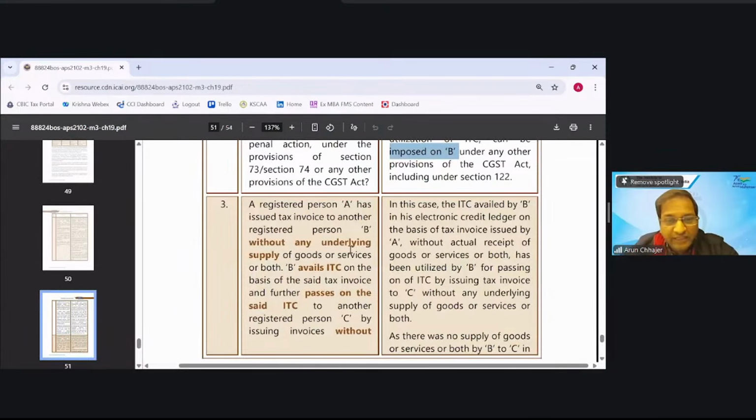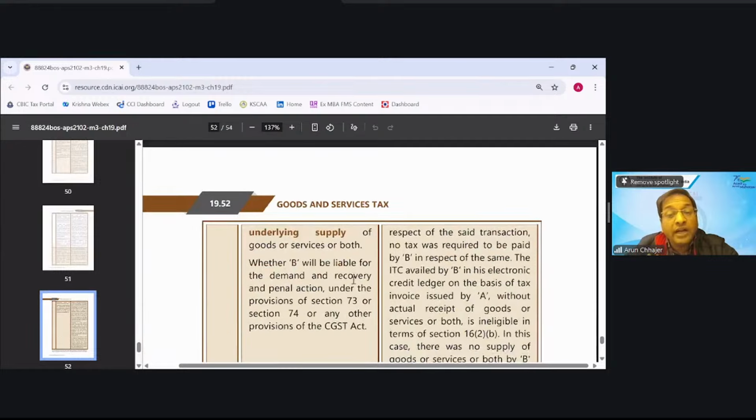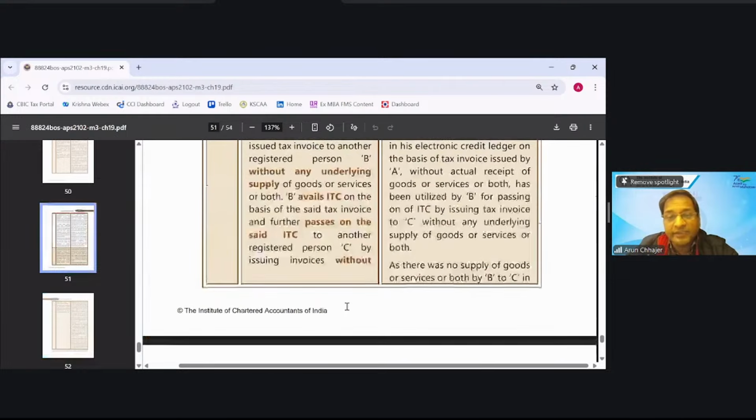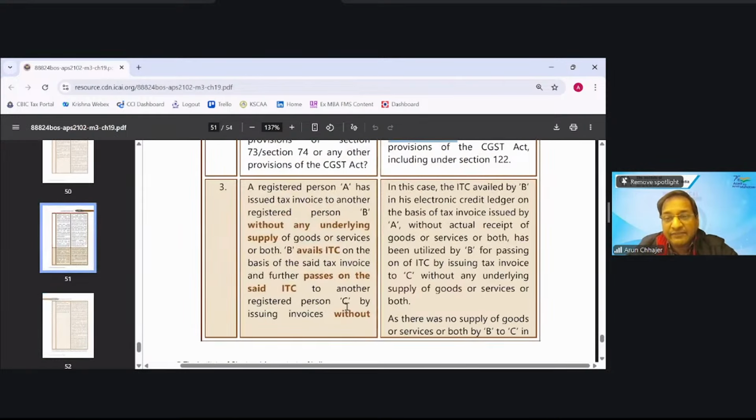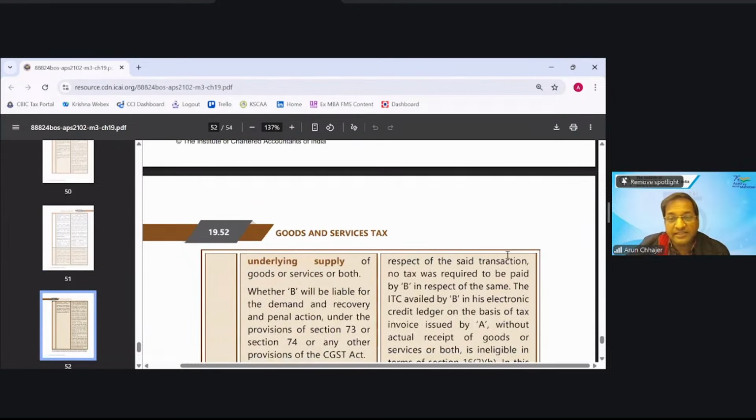A has issued the tax invoice to B without underlying supply and B avails the ITC. वो 2 क्वेश्चन हम कर चुके हैं. Now, on the basis of the tax invoice B further passes the ITC to another registered person C without underlying supply of the goods, whether B would be liable for demand and recovery and penal action under 73, 74 or any other provision of this Act. Now, in this case, ITC availed by B in his electronic credit ledger on the basis of the tax invoice issued by A without receipt, वो हम already discuss कर चुके हैं, as there is no supply, therefore by B to C in respect of the said transaction, no tax.